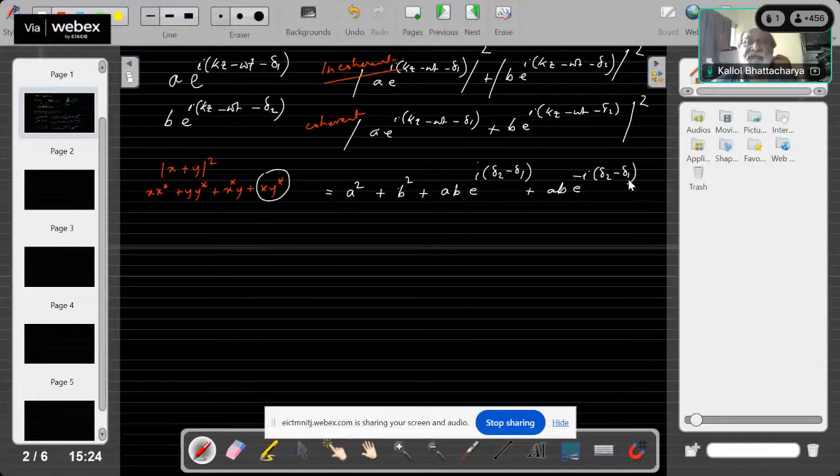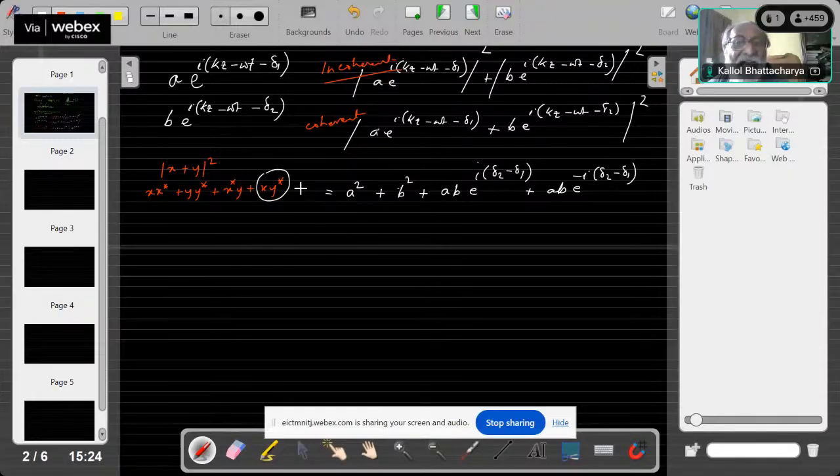Now let us say the difference between the phases. Remember, it is not the absolute phase that matters, it is the difference between the phases of two light beams which are interfering. That is of concern. The absolute phases may be anything, but it is the difference of phases which ultimately decides the interference pattern that you get, the result of interference.